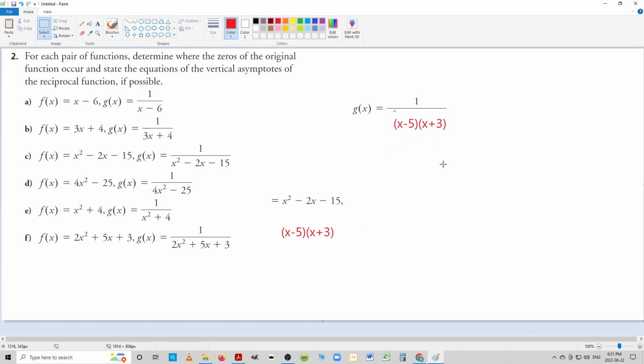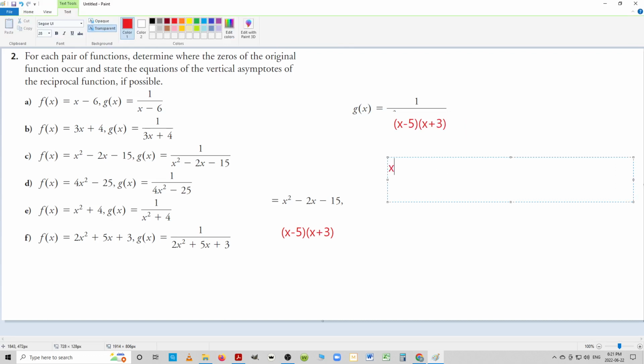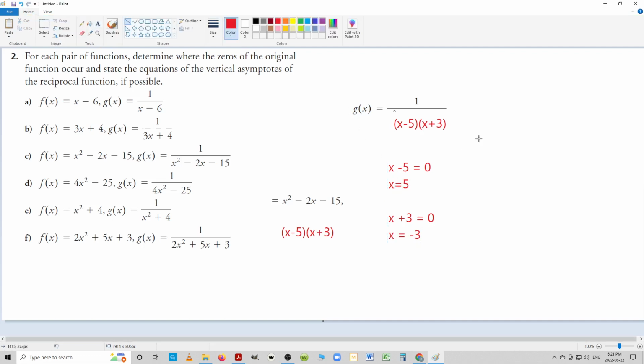Okay, when would I produce a 0 in the denominator? Well, when either one of those is a 0, because it would multiply the other one. So when x minus 5 is equal to 0, or clearly when x is equal to 5, or when x plus 3 is equal to 0, or clearly x is equal to minus 3. So suddenly we have our two asymptotes, so we can expect something like this.